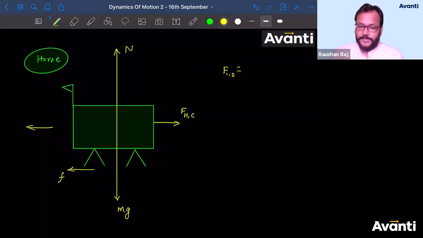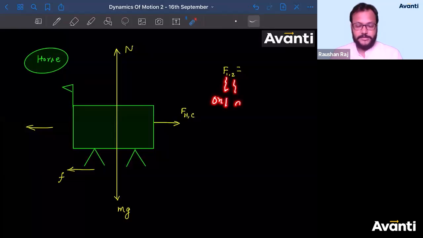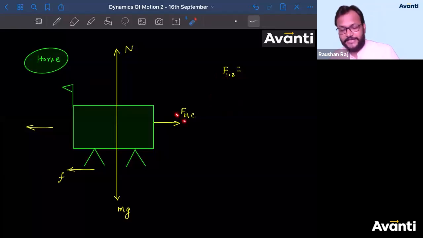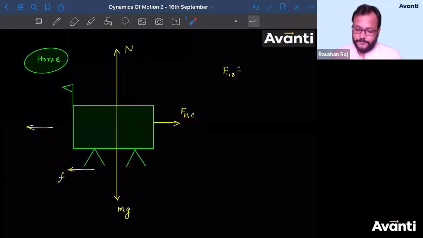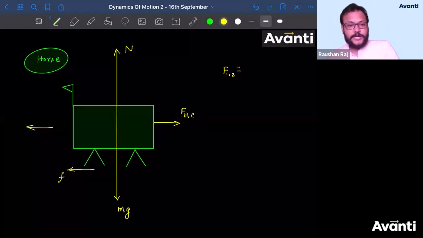Yeah, ठीक है then. F1,2 का meaning क्या है? Force on 1 due to 2. Force on 1 due to 2 और force on 1 by 2. ये ध्यान रखना. If I write FH,C, that means force on the horse due to the cart. चलिए, so guys, verify your free body diagram with this one. How many of you have drawn the free body diagram of the horse like this?